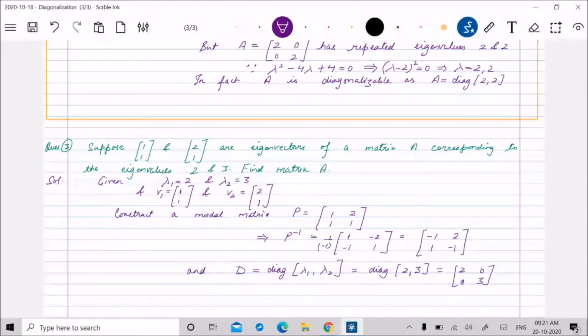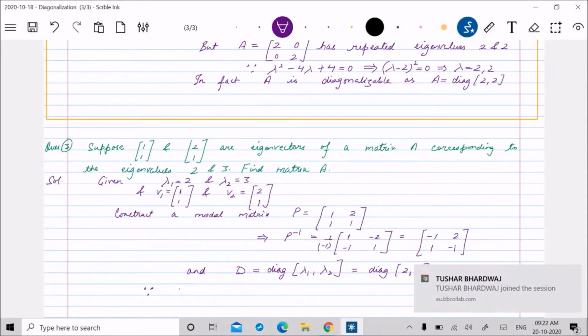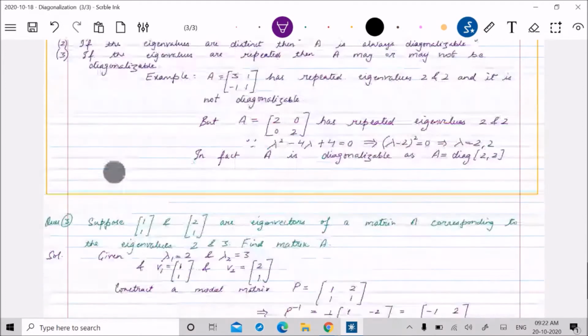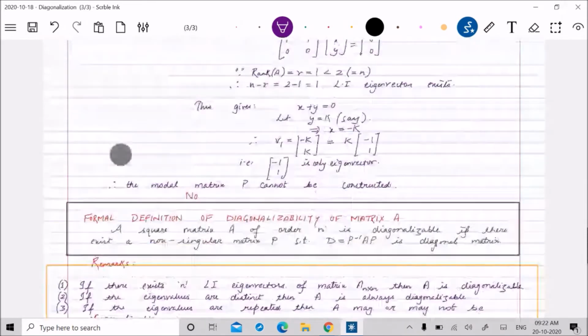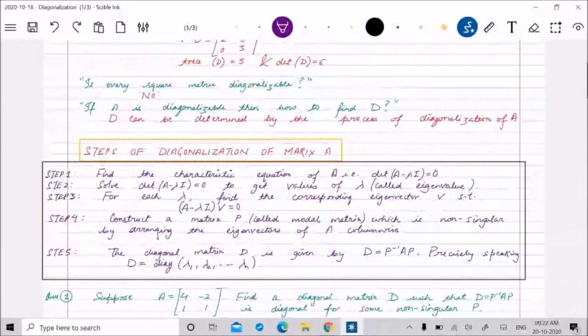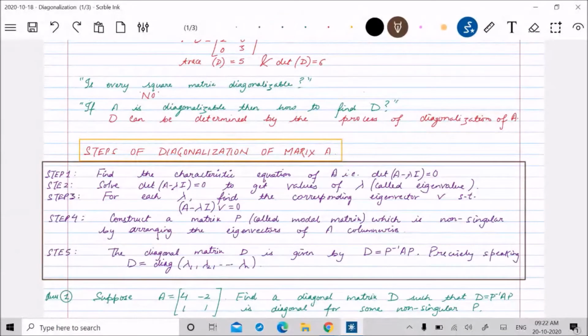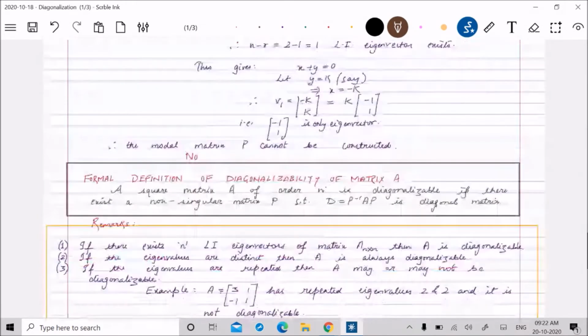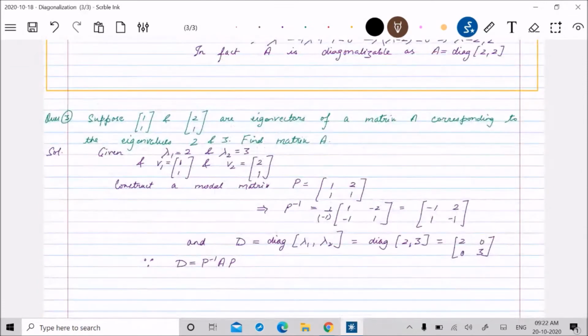Now, since you know this formula D equal to P inverse AP, do you know this formula? This formula was described in one of the steps. D equal to P inverse AP is the formula. I'm using the formula. But I need to find A actually. D is given, P inverse is given, P is given. You need to find this A, right?